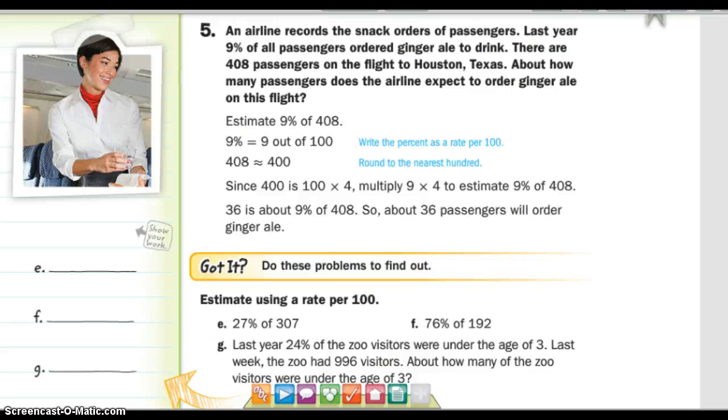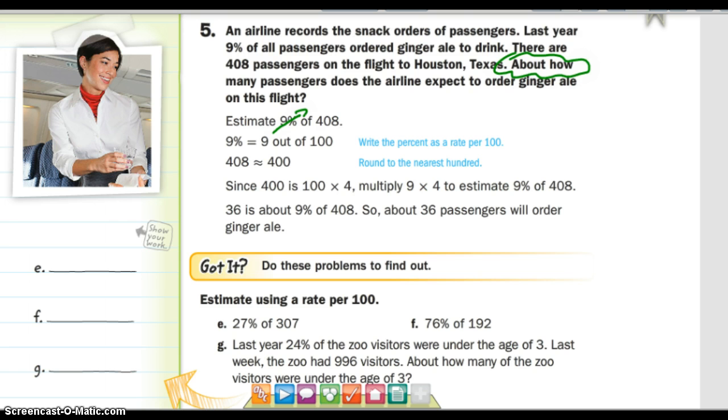So all of this is based on real world. So an airline records the snack orders of passengers. Last year, 9% of all passengers ordered ginger ale to drink. There are 408 passengers on the flight to Houston. About how many passengers does the airline expect to order ginger ale? So about how many? We know we're doing an estimate again. We have 9% of 408.